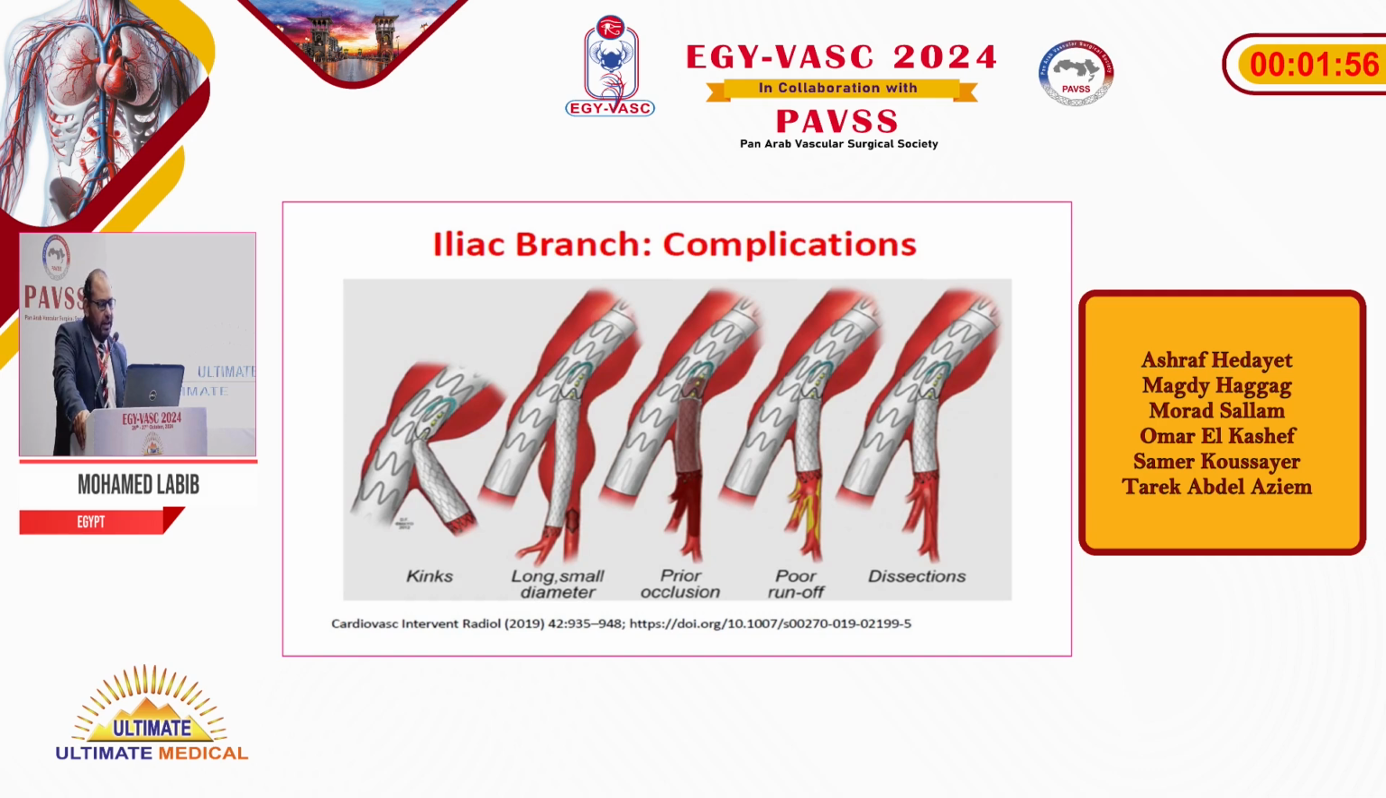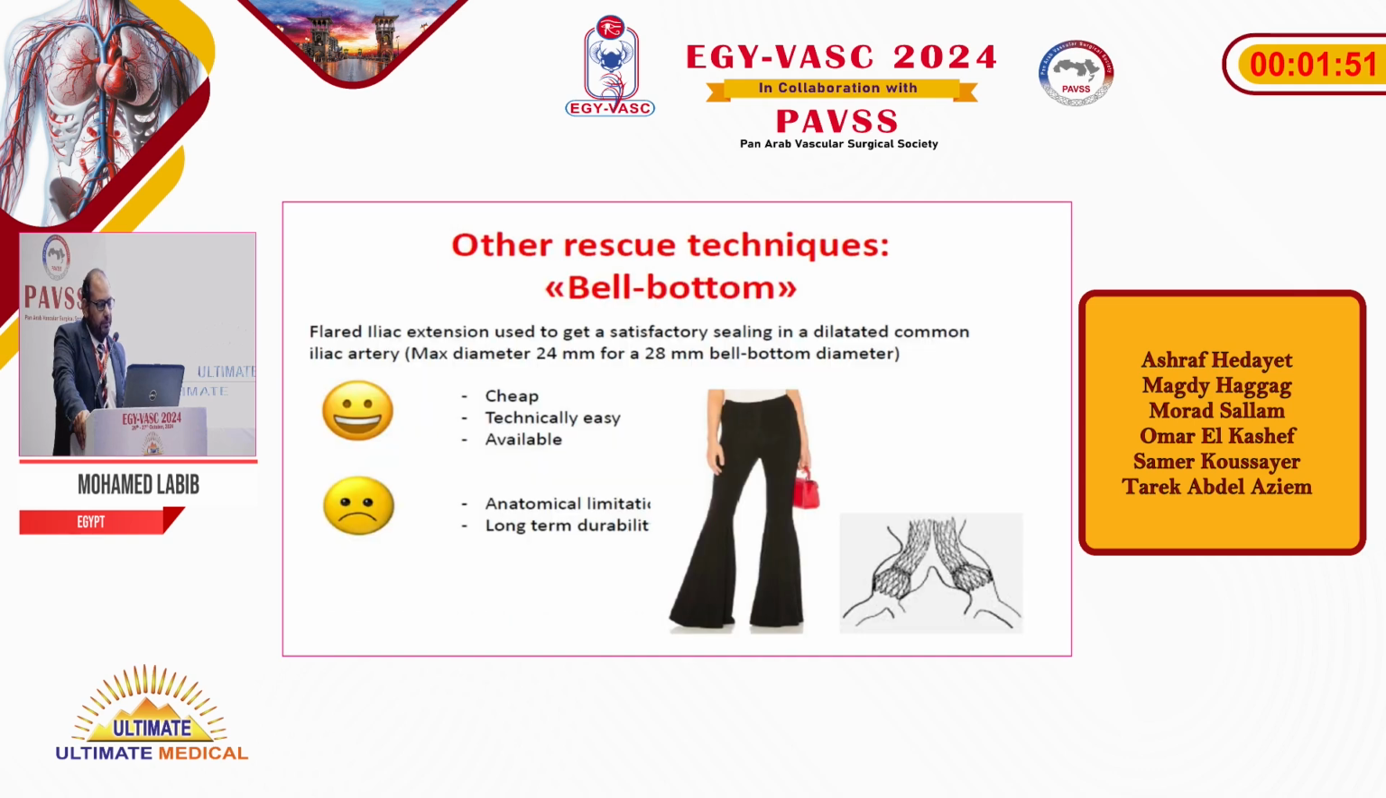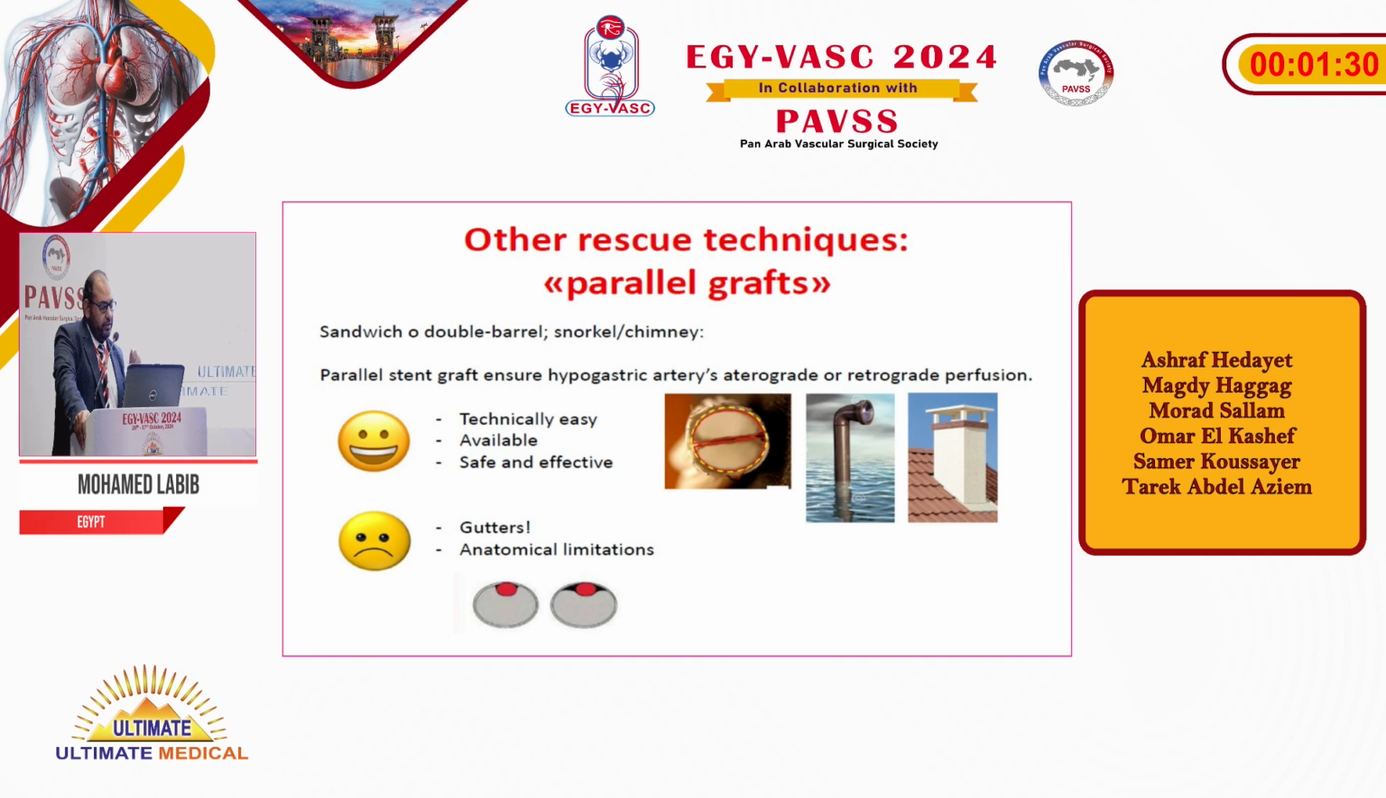Iliac branch device may have some complications like kinks, occlusion, or dissections. After that, the other technique is the bell bottom technique, using an iliac extension in the iliac artery, but with a maximum diameter of no more than 24 millimeters for a 28 iliac extension limb. This technique is cheap and available, but it has the disadvantages of some anatomical limitations and long-term durability.